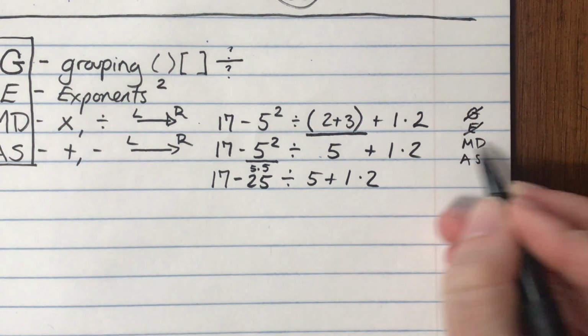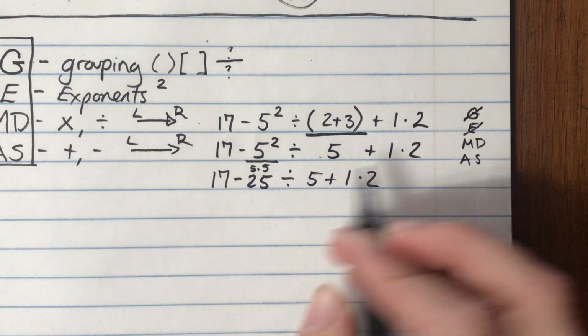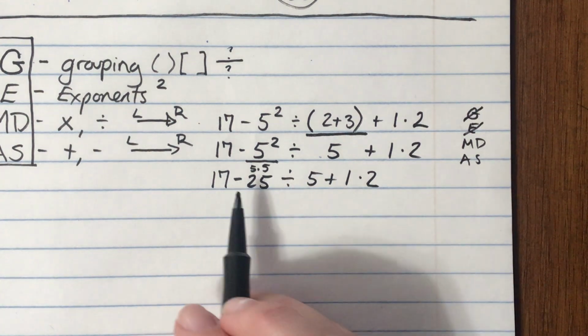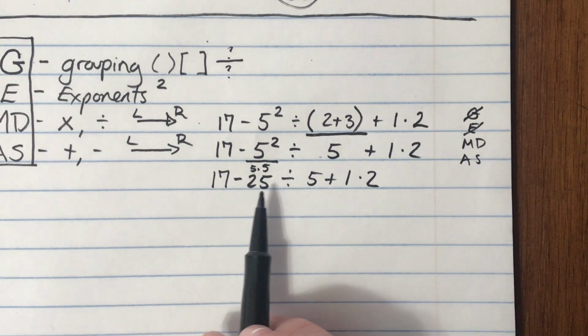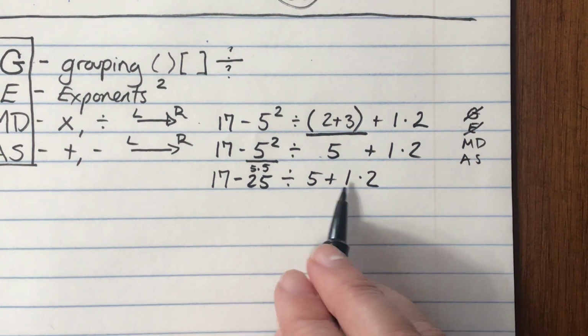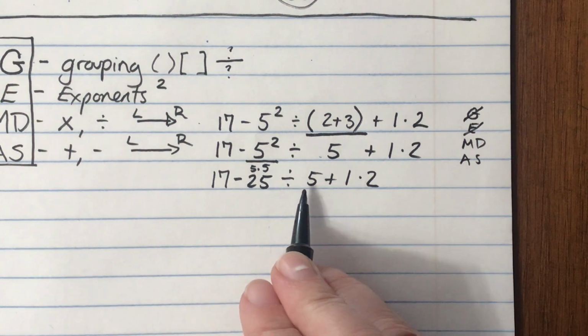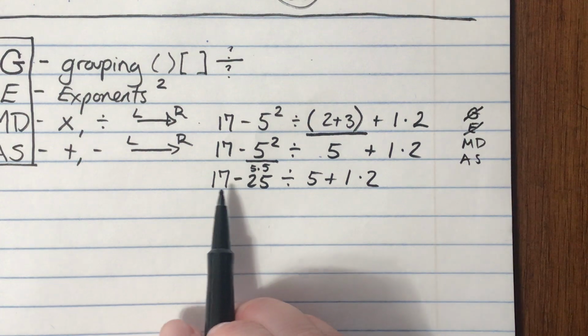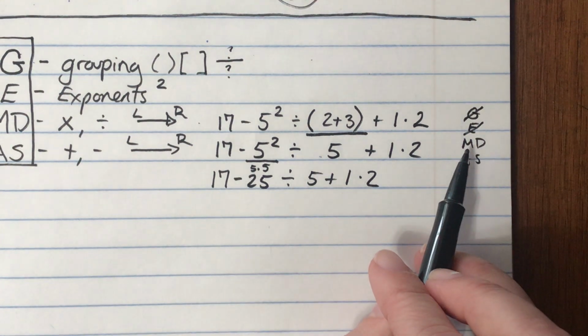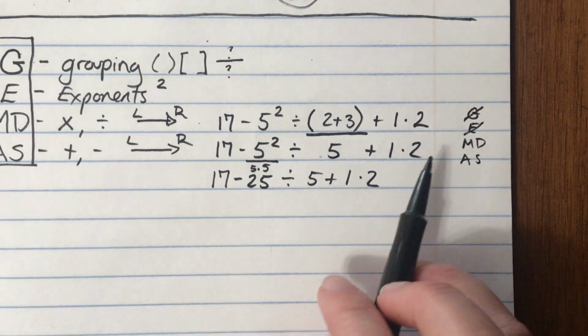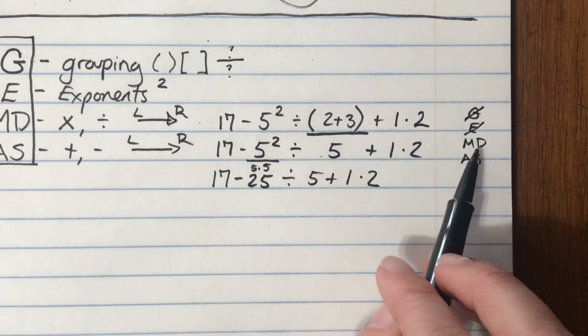Now M and D come together. Multiplication and division are going to come in the same step. And so I look, and I ask myself at the same time, is there multiplication or division? Well, yeah, there's division and there's multiplication, and I want to do the one that comes first. So reading left to right, even though M is written first here, that doesn't mean you have to multiply first. It means we do these together.